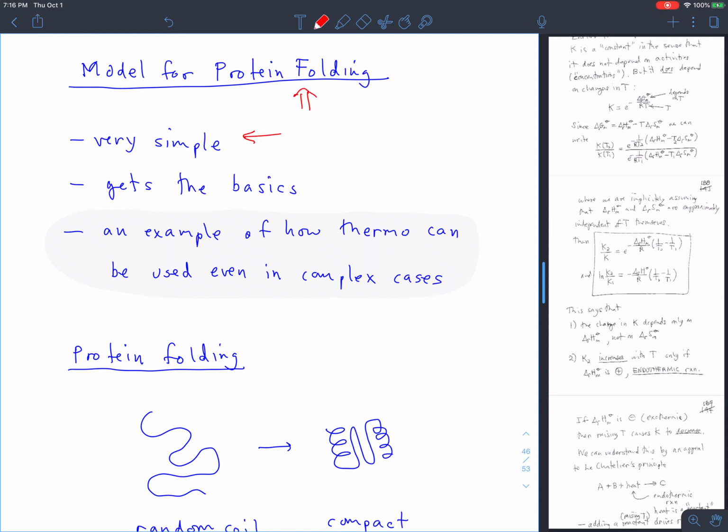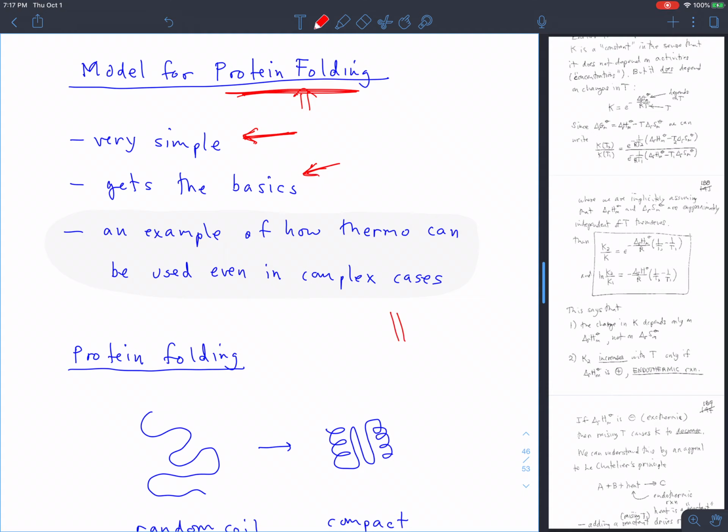This is an extremely simple model. There are lots of models for protein folding out there. Whole research careers have gone into modeling protein folding. I can tell you that at least a few years back, protein folding was one of the big areas in all of biophysical chemistry. Lots of people spent lots of man-years and hours working on this problem. This is nothing like some of the more sophisticated models that were developed during that period. It's extremely simple, and yet we can get a lot of information out of it. It gets some of the basics of protein folding.